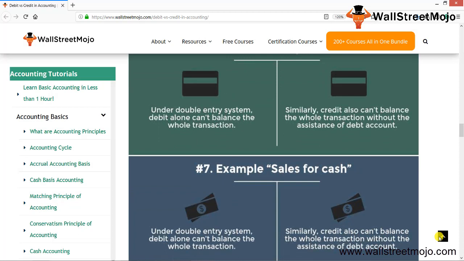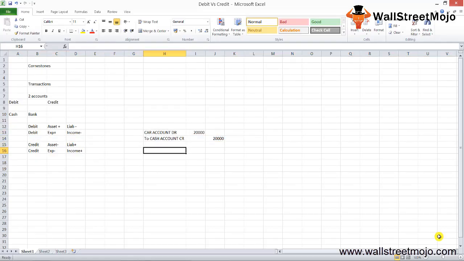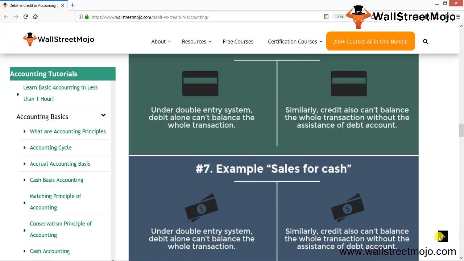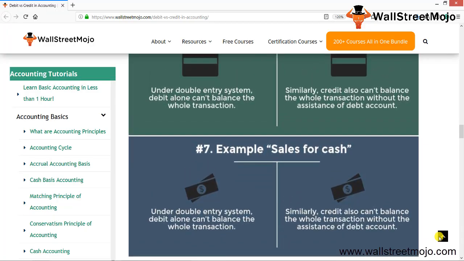Now an example for cash. Under the double entry system, debit alone cannot balance the whole transaction for sales for cash. And similarly, credit also cannot balance the whole transaction without the assistance of the debit account. Similar to over here, it's like cash account debit. If you have done any sales, then cash account debit to sales account credit, which is, let's say, standing at $12,000. So these are the examples set for cash. So that's what we discussed, sales for cash.